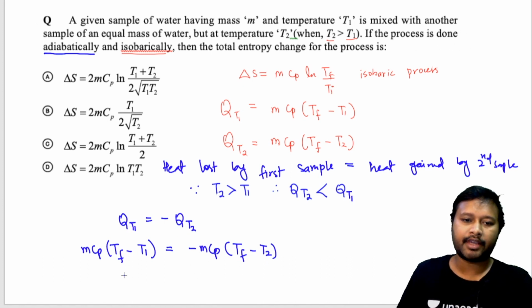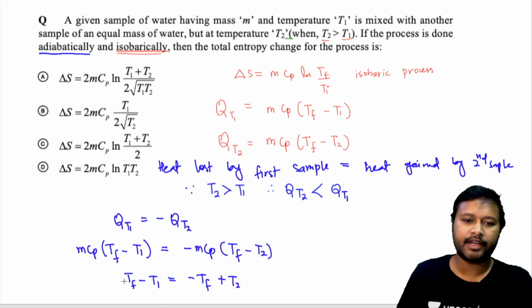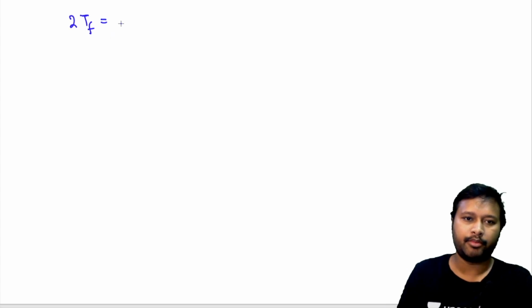Now MCp and MCp can be cancelled out very easily and you get Tf minus T1 equals minus Tf plus T2. On solving, Tf comes to this side and becomes 2 times Tf, which will be equivalent to T1 plus T2. So Tf equals (T1 plus T2) divided by 2. This is going to be my final temperature value. Now just keep this as your equation number 1.